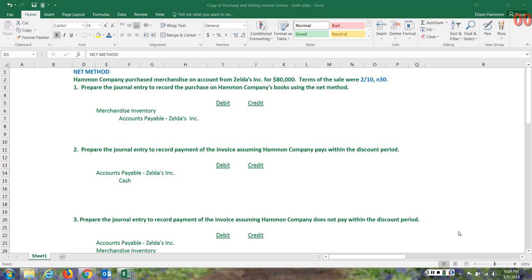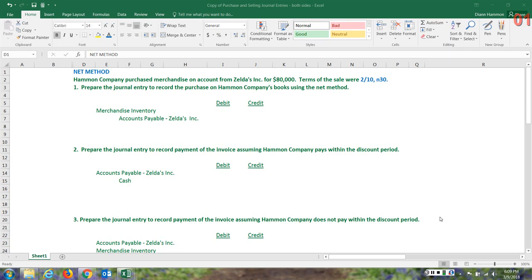These numbers could be anything. We could see 1% if paid within 15 days, net due EOM, which is end of the month, or any number of things. But the reading of it and understanding of it is the same. So we are first to prepare the journal entry to record the purchase on Hammond Company's books using the net method.